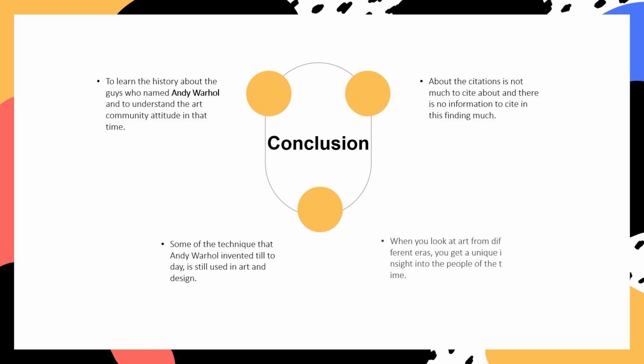I will come up with four conclusions. The first is to learn the history of the man named Andy Warhol and to understand the art community's attitude at that time. The second is about the citation: there is not much to say, and there is not much information to cite in this writing, so it's really hard for me to cite in the paper. Third, some of the techniques that Andy Warhol invented are still in use in art and design today. Fourth, when you look at art from different eras, you get unique insight into the people of the time.